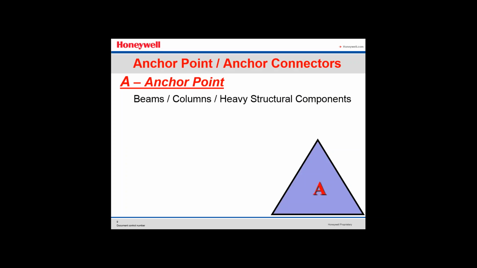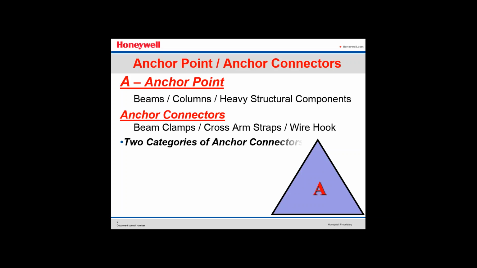So you understand how the fall protection manufacturer's lingo works. We talk about an anchor point as the strong structural heavy components: your beams, your columns, those kinds of things. Anything that you attach to or connect to that anchor point, the structural members or the strength members, is called an anchor connector. So things such as beam clamps, cross-arm straps, wire hooks, and so forth. Anything that I'm going to attach to my anchor point.